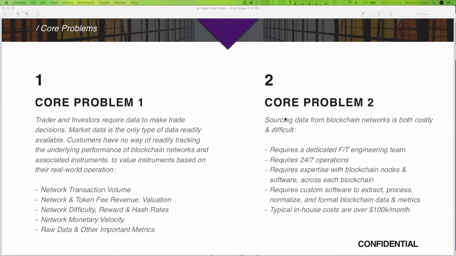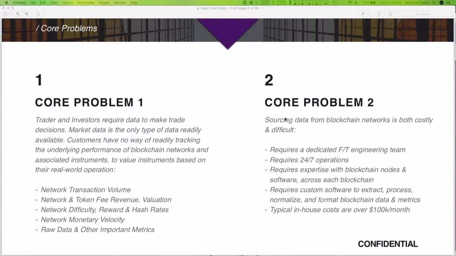But when it comes to the blockchain space, market data is really the only type of data that's readily available in today's world. Customers don't have easy access to other forms of data, and in many cases, they're not even aware that other kinds of data exist that could play a crucial role in trading and investing. Some examples of that are blockchain network data about what's actually happening on blockchain networks like Bitcoin or Litecoin or Ethereum, as well as metrics and analyses of the data on these networks. Things like the token fee revenue of a network or the valuation of a network based on its transaction activity or its behavior, as well as monitoring certain statistics like the difficulty rate, the reward fees, and the hash rate of a network.